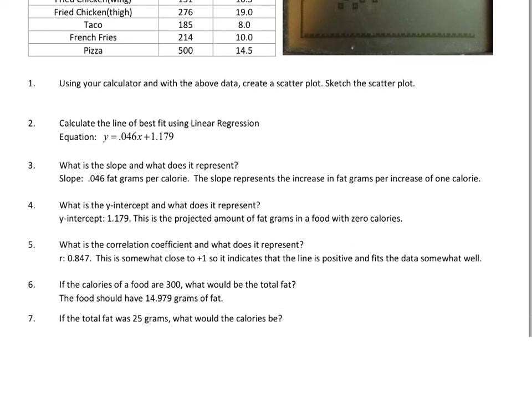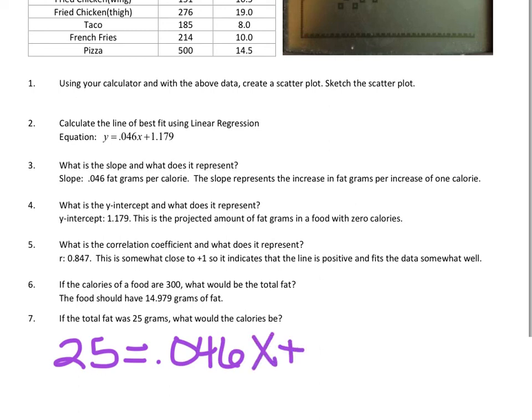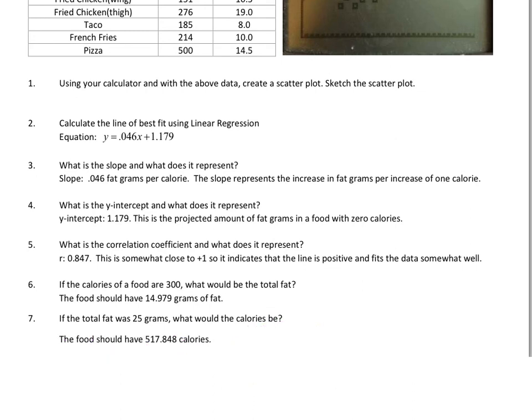And another thing that you might be asked is, if the total fat was 25 grams, what would the calories be? So suppose you were in the other situation and someone told you the fat grams, but you were counting calories. Well, you would just plug in a 25 for y, because that's where the fat goes, equals 0.046x plus 1.179. And that's why we practiced our solving for x skills in the past few days. We're just going to rearrange, solve for x. And the food should have about 517.848 calories. When you're answering questions, always give me 3 decimal places, please.